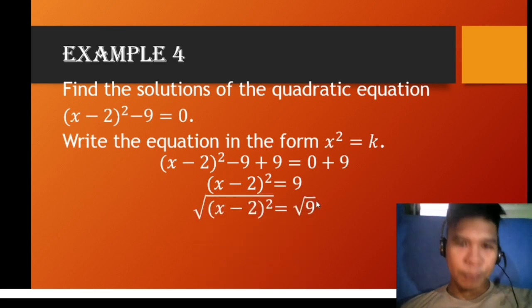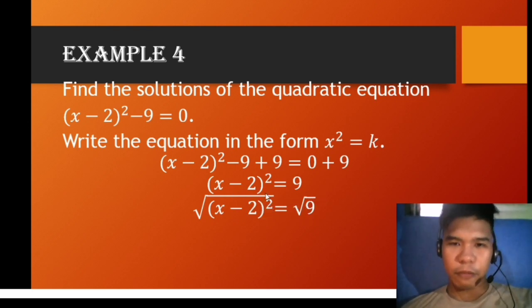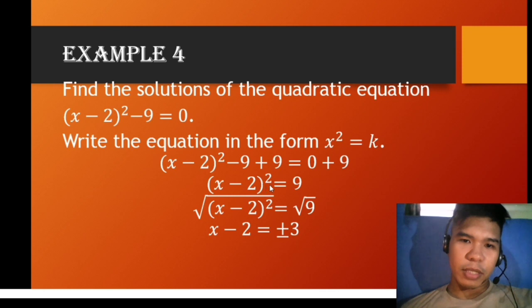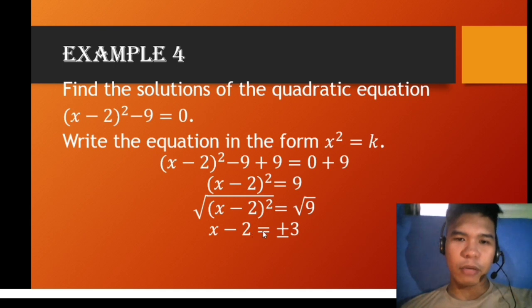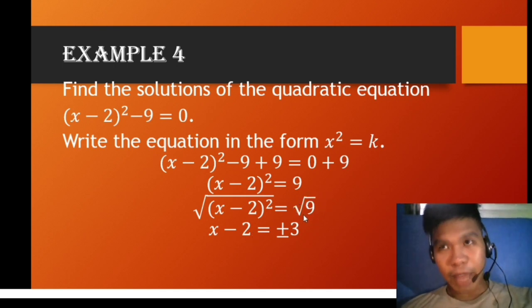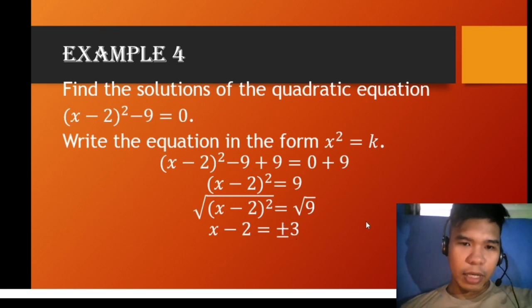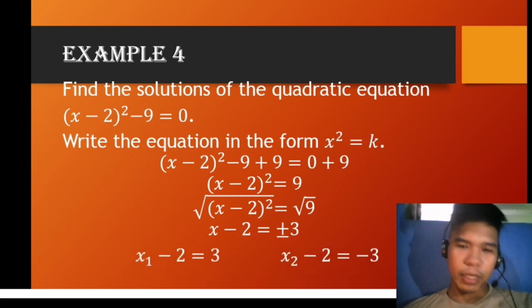That will become the square root of quantity x minus 2 quantity squared equal to the square root of 9. So what will happen is if we get the square root of this, the exponent here will be eliminated. This will become now x minus 2 only. So as you can see, we just eliminated the exponent. So that will become x minus 2 equal to, and then we get the square root of 9, which is positive and negative 3. By that, we created x minus 2 equal to positive negative 3, two different linear equations.